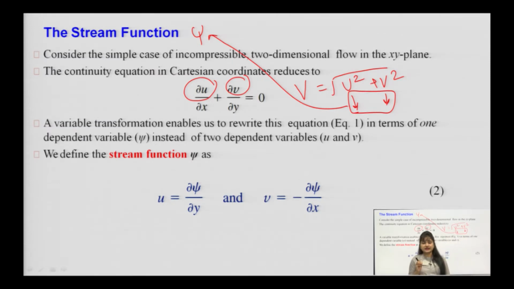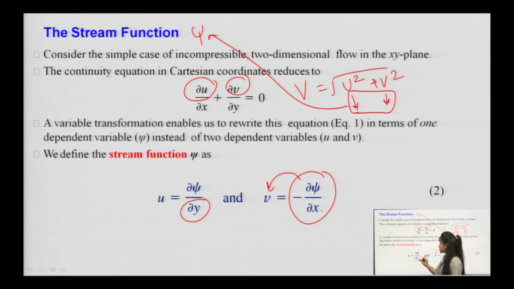So, we define psi such that its partial derivative in any direction gives us the velocity component in the direction at right angle to it. Like if we are calculating the partial derivative of psi with respect to x, the velocity component we will get is at 90 degrees, and that is the v component. And if we are calculating the partial derivative in the y direction, then the velocity component we will get is the u component.